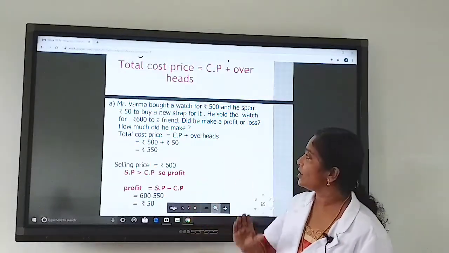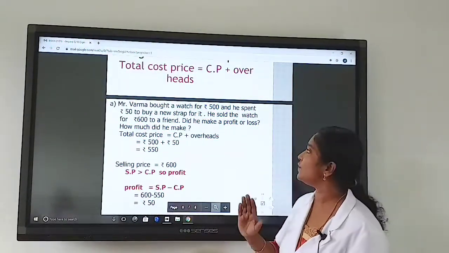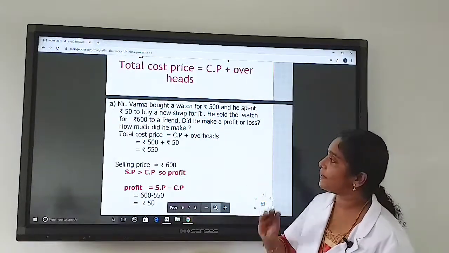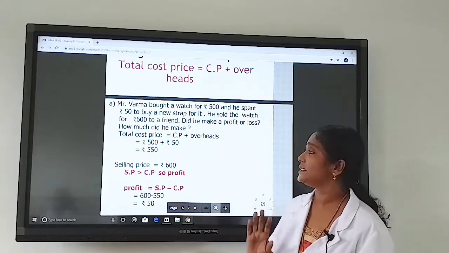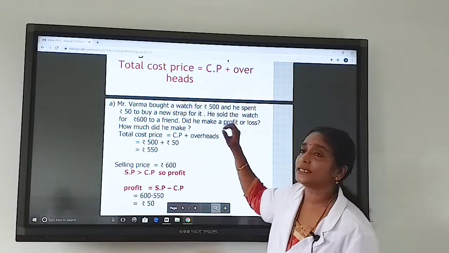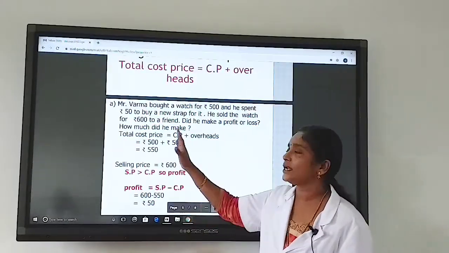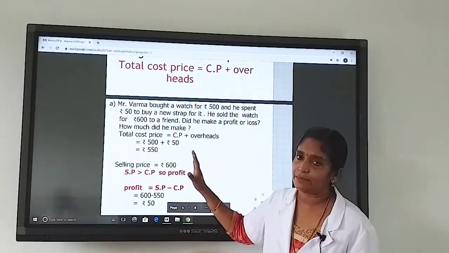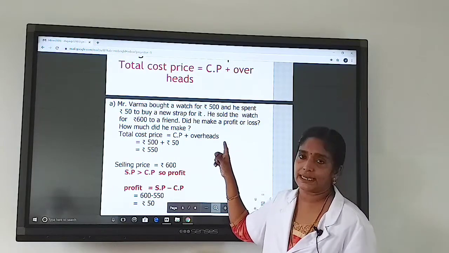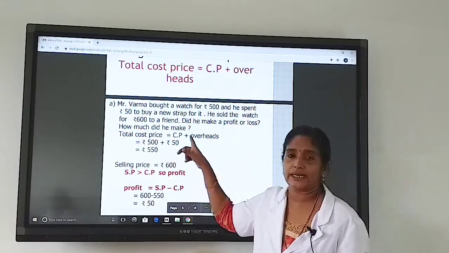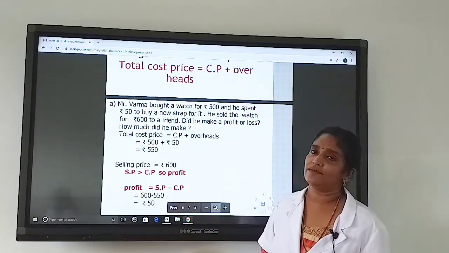So, Mr. Verma bought a watch for rupees 500 and he spent rupees 50 to buy a strap for it. So, what is the total cost price? Total cost price equals CP plus overheads. CP is 500 and overhead charge is 50. So, 500 plus 50, 550.